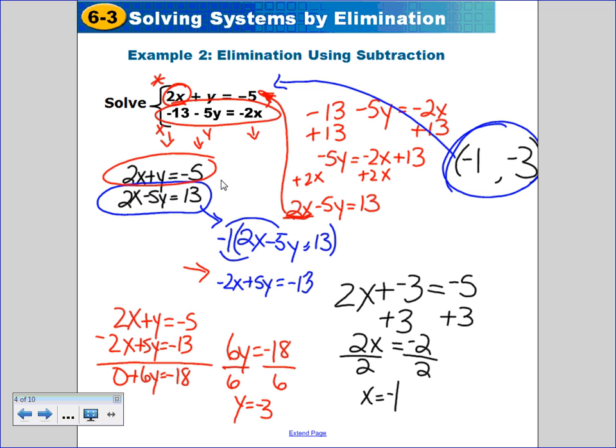Yeah, absolutely. That would just have been another way to do it, when you'd ended up with 10x plus 5y is equal to negative 25. Okay, just wanted to make sure I could do either one. You're so smart. All right.